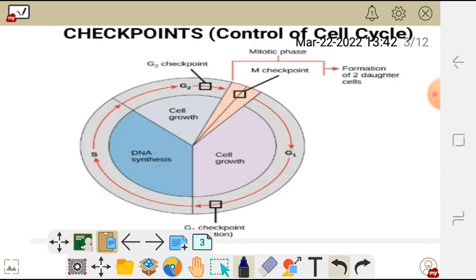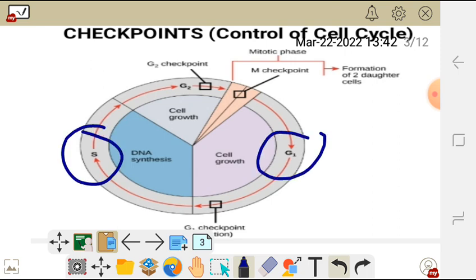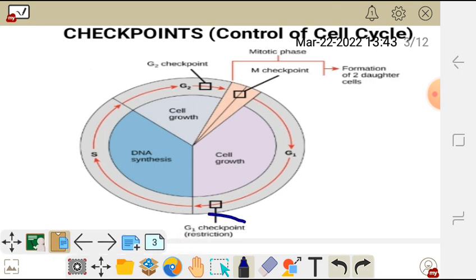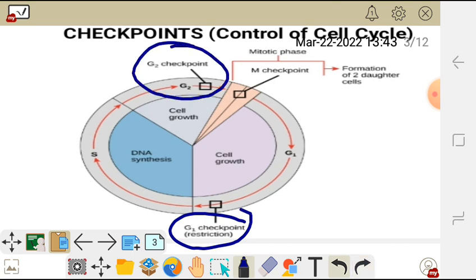During the cell cycle, we have the phases like the G1, S phase and G2 phase, and we also have what we call the mitosis or the mitotic phase. During this cycle, we have checkpoints where the cell is checked for various reasons, which we are going to discuss in this video. The first checkpoint is the G1 checkpoint. Then the second checkpoint is the G2 checkpoint, and the last checkpoint is the M checkpoint, which is the last checkpoint in the cell cycle.